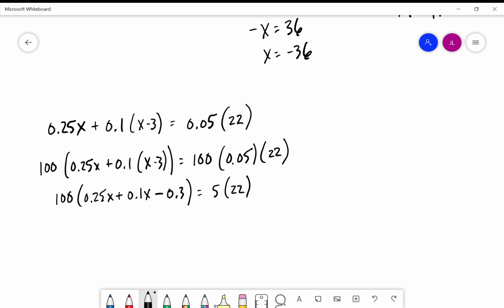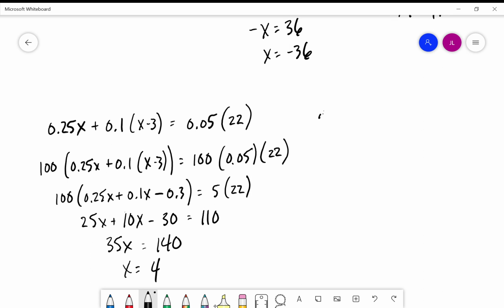Now on this side we can distribute throughout, and we would have 25x plus 10x minus 30 is equal to 110. So if we combine terms here, we can see 35x, if we add 30 to both sides, is equal to 140. x would be equal to 4.